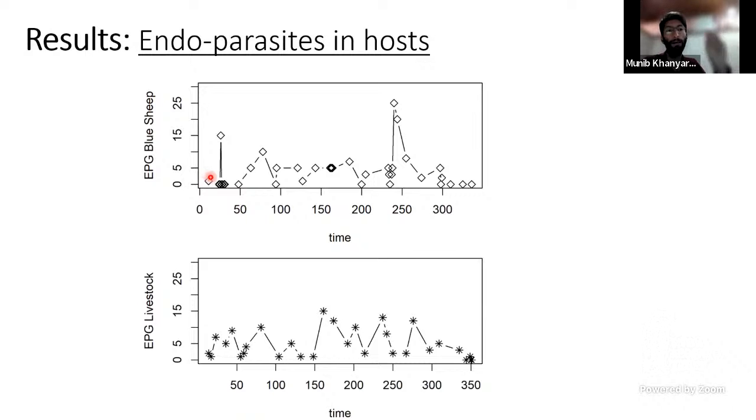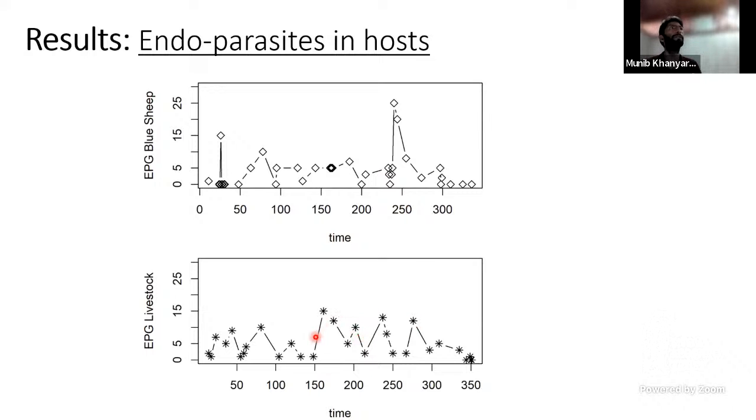So this is eggs coming out from each host, coming onto pasture. There were very little eggs coming out from either host during the early parts of the year, with some variation, of course. And it was through the middle and the latter part of the summer that eggs were really heightened for blue sheep and sort of similar for livestock.